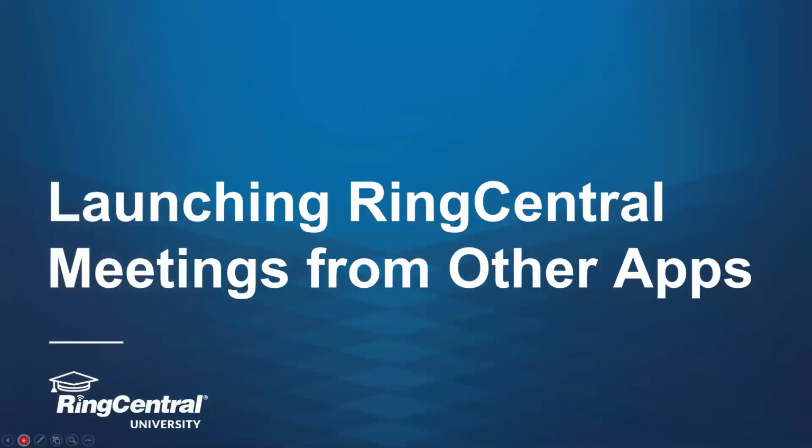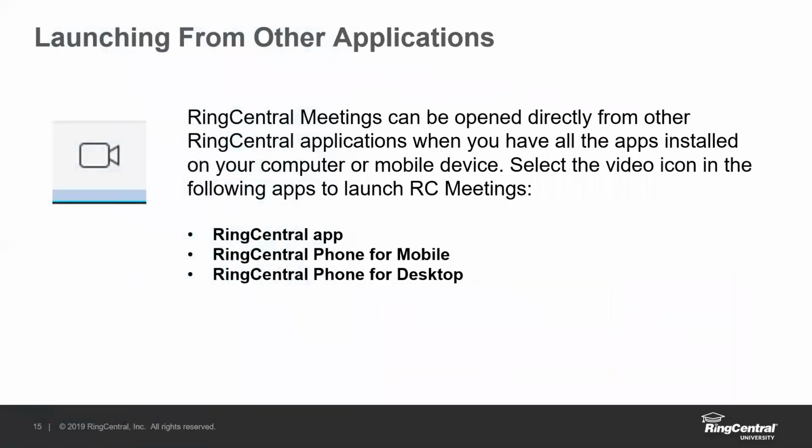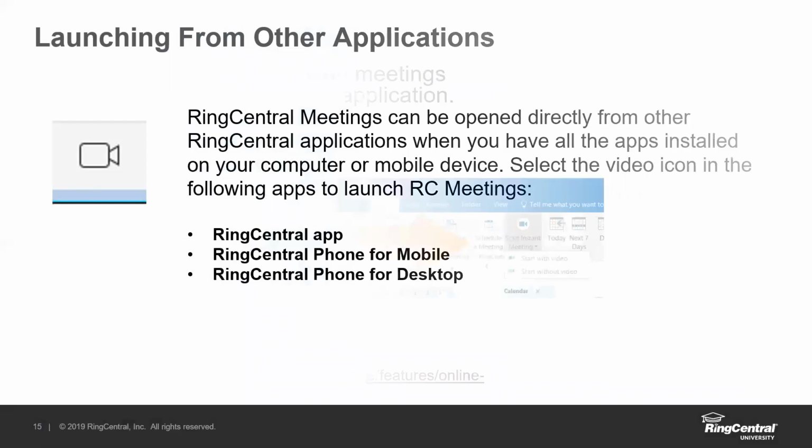Let's go ahead and then move on to the final section of today's RingCentral Meetings webinar. We'll talk about launching the RingCentral meeting from other applications. So anytime you see the icon of the video camera, like we've got here on this slide, that's going to indicate that you can click on that to launch a RingCentral meeting. So you can do it from our new RingCentral app, the RingCentral phone app for both desktop and mobile as well.